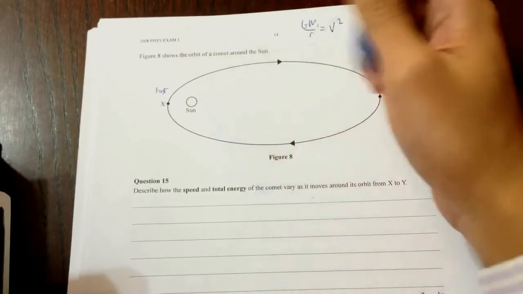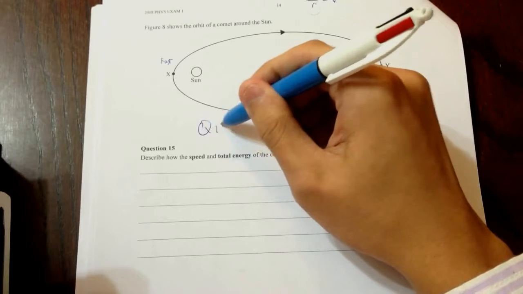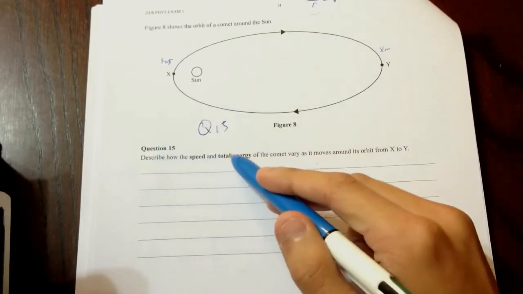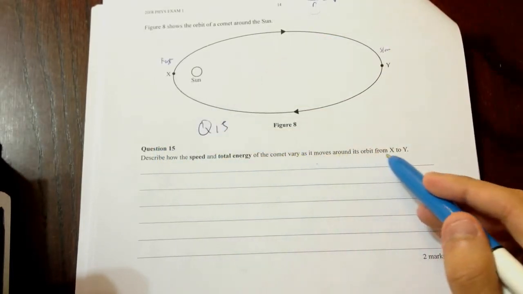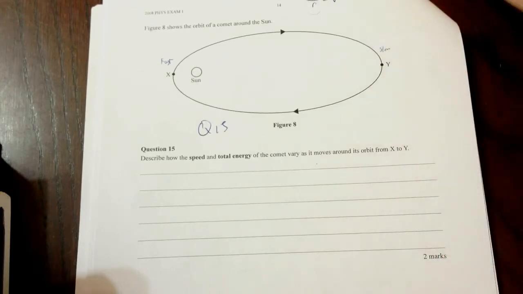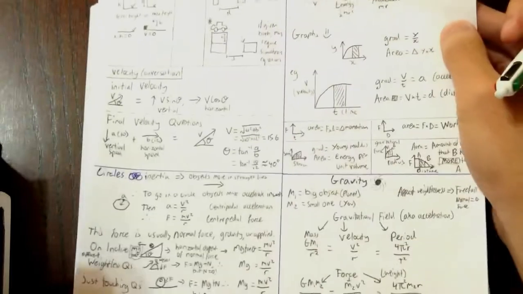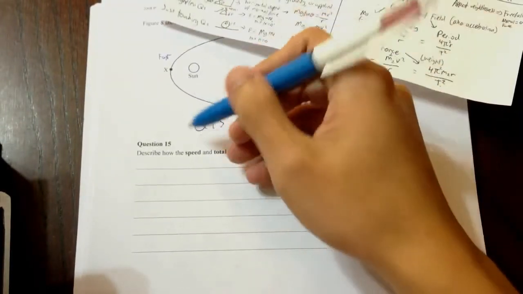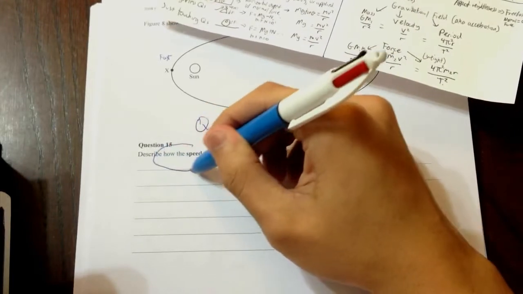Figure 8 shows, so this is question 15. Describe how the speed and total energy of the comet vary as it moves around its orbit from X to Y. So this can be a bit daunting unless you understand what's going on by gravity. So here's a way to kind of figure out things if you don't really know what's going on.